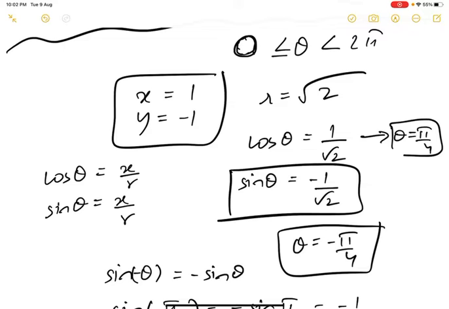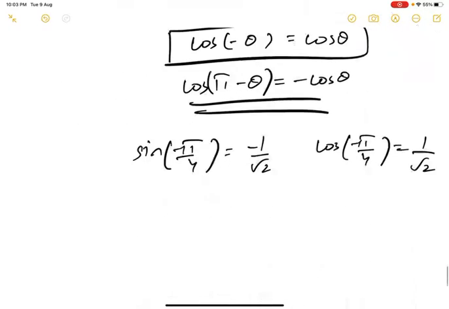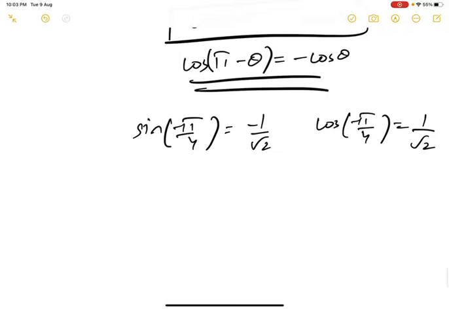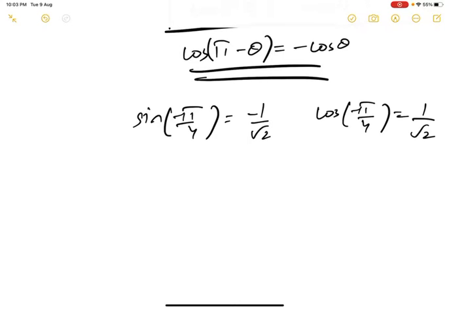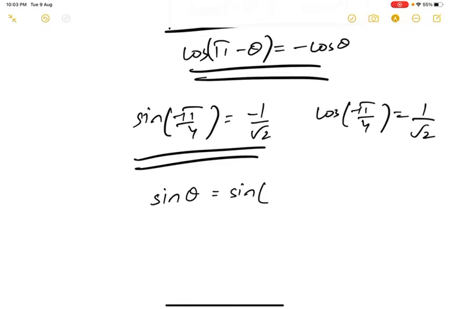But minus pi by 4 is not a principal solution. Then how to find a principal solution? What you can do is, you can put this minus pi by 4. Let's see for sine. For sine, what is the general solution? Sine theta is equal to, let's say, sine of minus pi by 4.